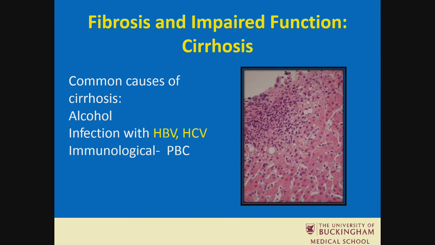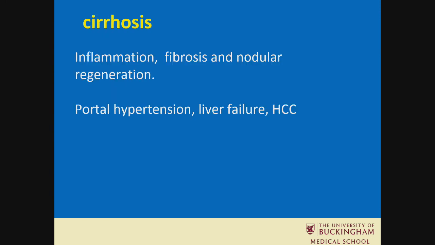Then the next example is cirrhosis of the liver, where there is fibrosis and impaired function. In cirrhosis, there is chronic inflammation, destruction of hepatocytes, fibrosis, and nodular regeneration. Because of the nodular regeneration, it is studded with nodules. The normal architecture is replaced by nodules. That is cirrhosis.